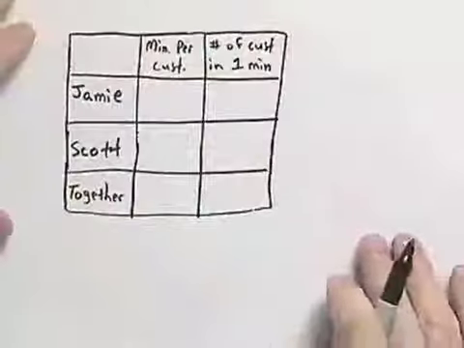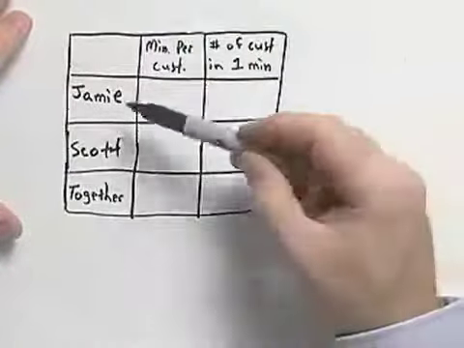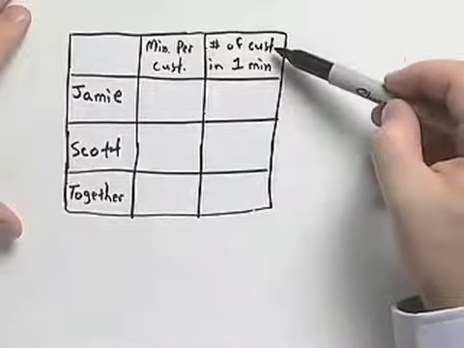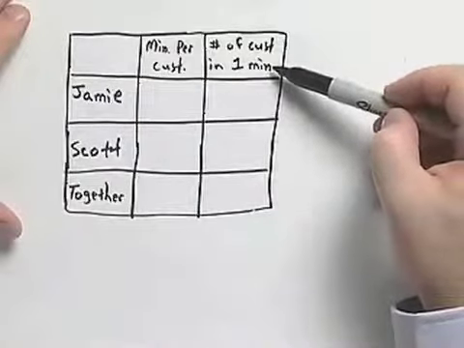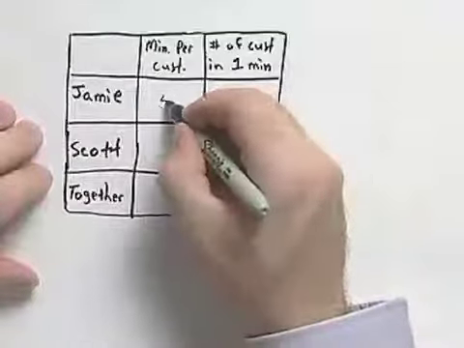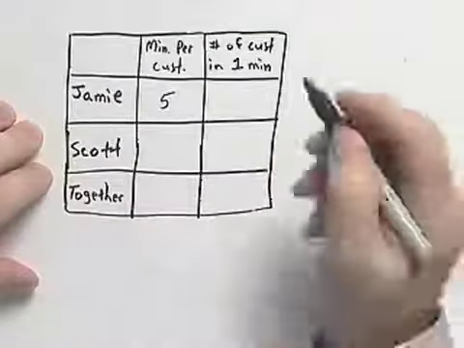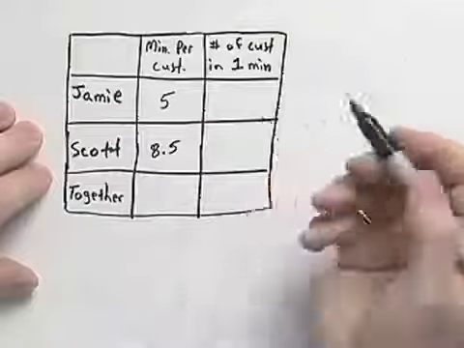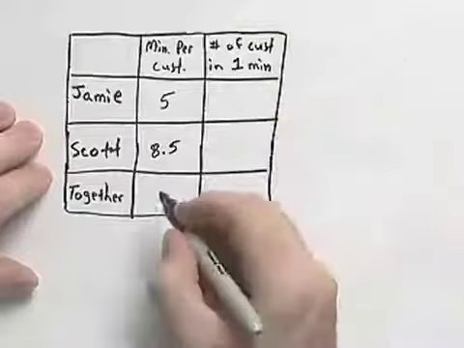For problems like this, it's really helpful to make up a table so we can summarize our information. We've made a table ahead of time. So here's our table. And we've got Jamie and Scott and then working together. And we've got minutes per customer, number of customers that they can service in 1 minute. When we fill in the table, we know that Jamie spends 5 minutes on average per customer, and Scott spends 8.5 minutes per customer. Together, we don't know. That's what we're trying to figure out as part of our problem.